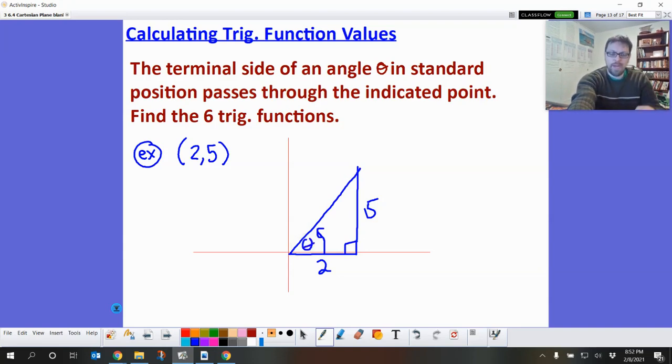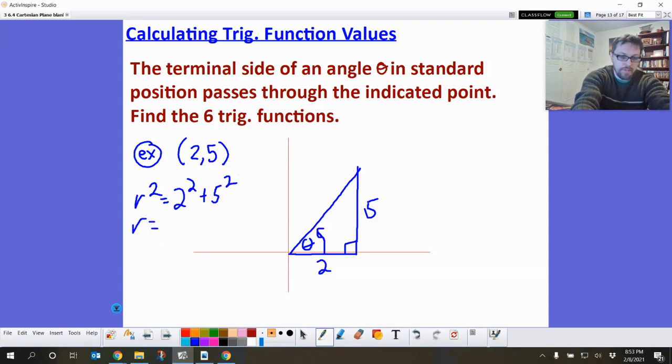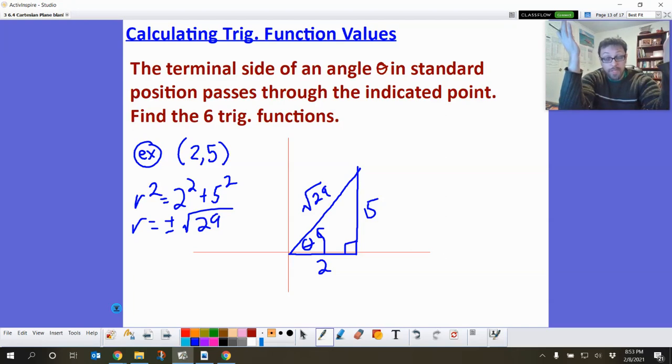Well, I don't know what my hypotenuse is, so I got to figure that out. I'm going to use r for my hypotenuse for reasons you will see soon. 2 squared plus 5 squared. So r equals plus or minus the square root of, let's see, 4 plus 25, that's 29. And I'm going to use just the positive case. I could use the negative case, and you're going to see that in a minute, but the hypotenuse, the r, is always going to be a positive value.